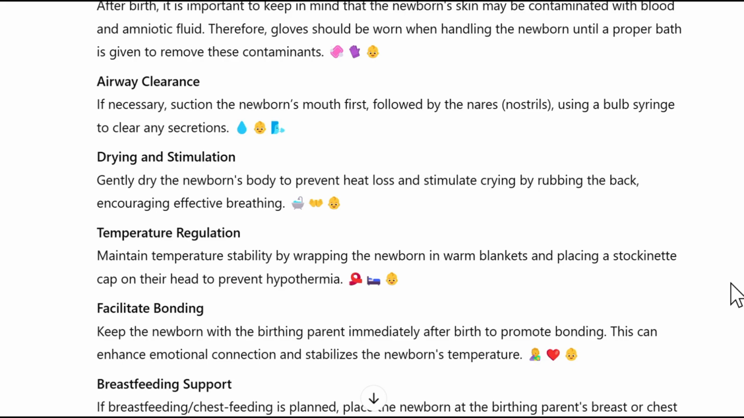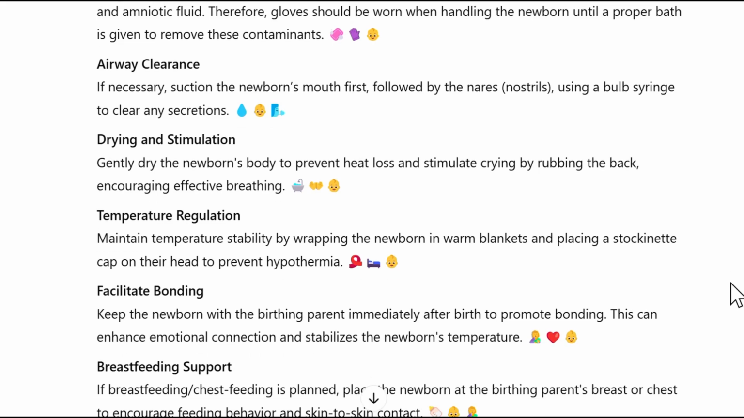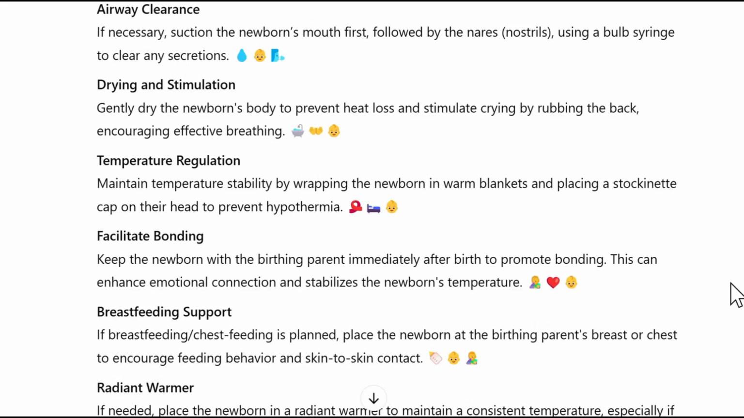Drying and stimulation. Gently dry the newborn's body to prevent heat loss and stimulate crying by rubbing the back, encouraging effective breathing. Maintain temperature stability by wrapping the newborn in warm blankets and placing a stockinette cap on their head to prevent hypothermia.